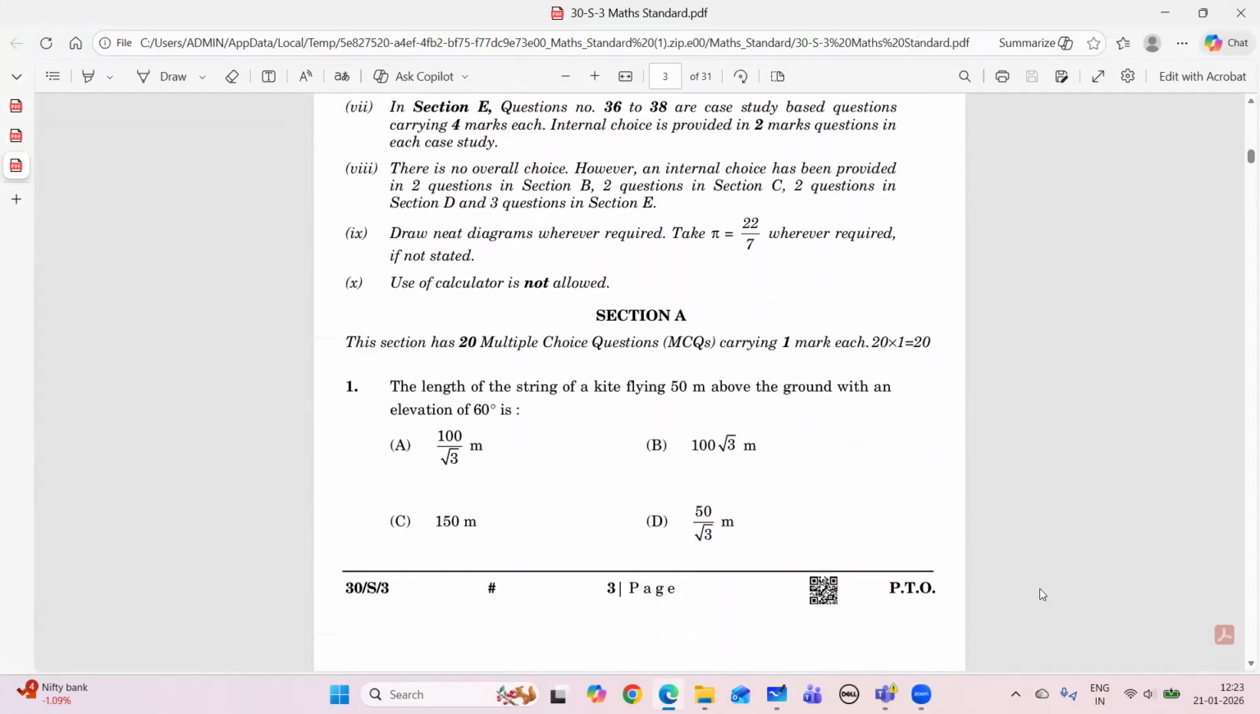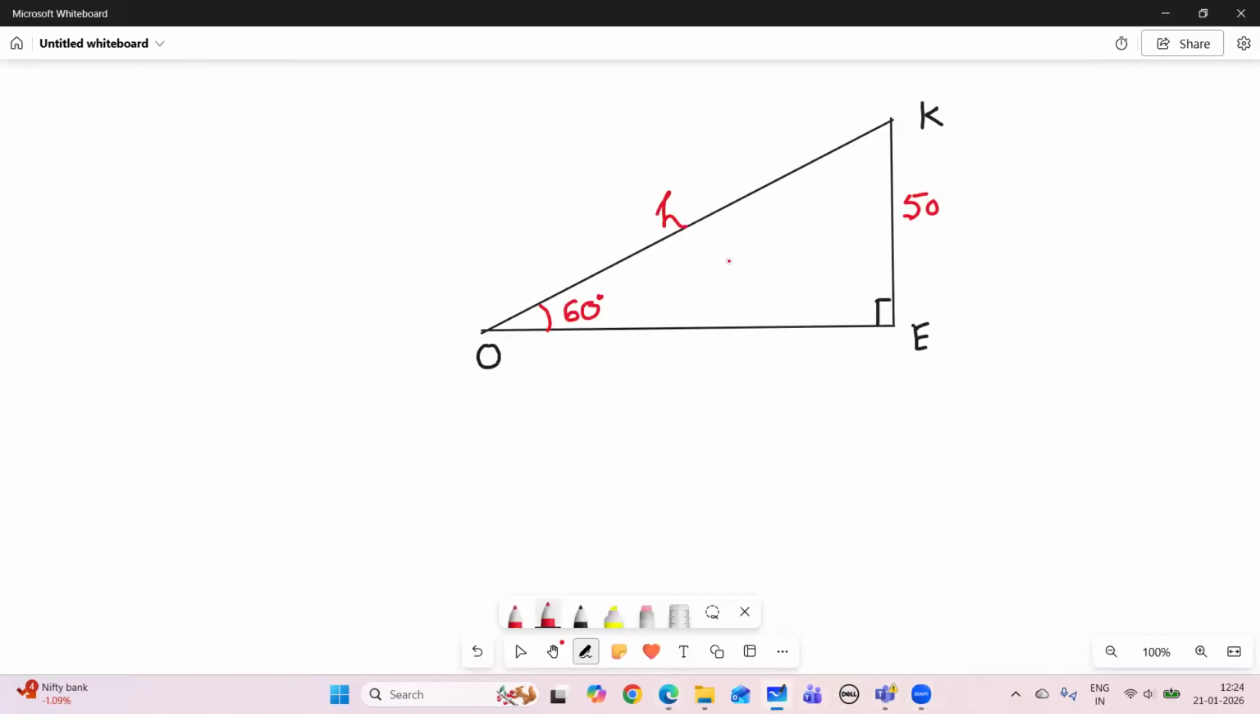The first question is: the length of the string of a kite flying 50 meters above the ground with an elevation of 60 degrees is among these four. The length of the string of a kite flying 50 meters above the ground with an elevation of 60 degrees is... Let us look at the picture.